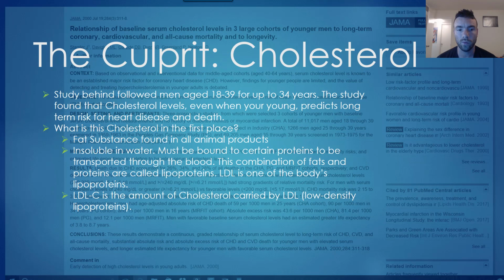It's insoluble in water and must be bound to certain proteins to be transported through the blood. This combination of fats and proteins are called lipoproteins, and LDL is one of the body's lipoproteins. LDL-C is the amount of cholesterol carried by LDL and is really a predictor in predicting heart disease. The higher your LDL-C cholesterol levels are, the higher risk you are for heart disease.